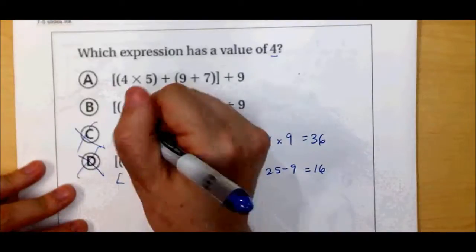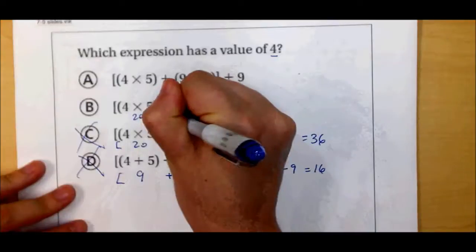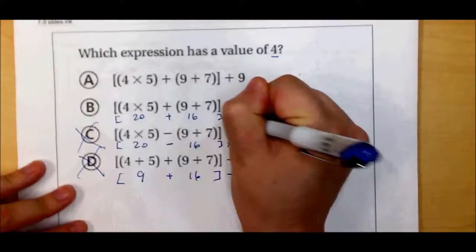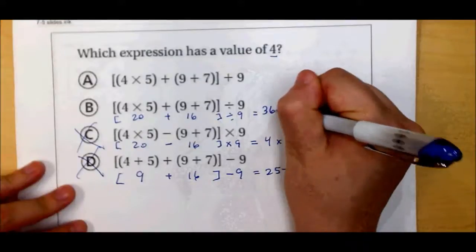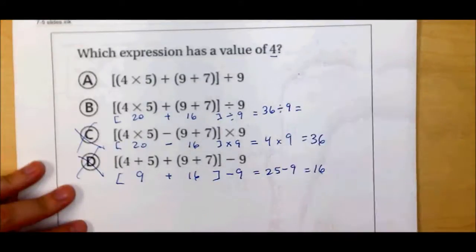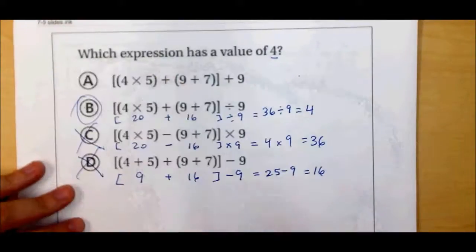So here I have 20. 4 times 5 is 20. 9 plus 7 is 16. I'm adding those inside brackets, and I divide by 9. Now 20 plus 16 is 36. I divide that by 9, and I get 4. And B is my answer, but I'm going to do this one anyway.